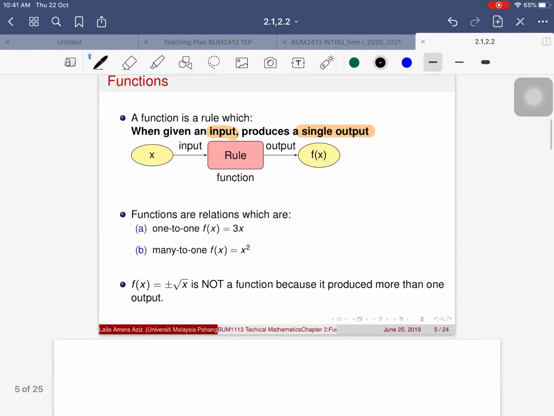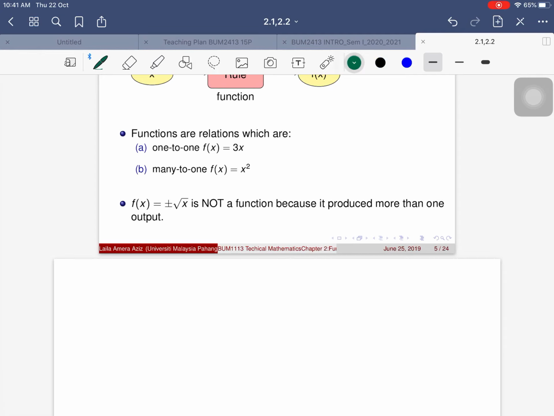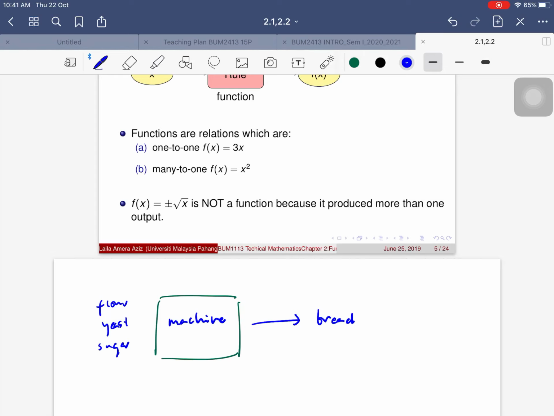For example, if I were to give you a simple analogy, I have a machine. I'm going to give the machine flour, I'm going to give it yeast, I'm going to give it sugar. This is my machine, and it's going to produce one single thing, which is going to be bread. So yes, this is going to be a function, because no matter how many inputs I give, it's still going to give only one output. The product is only one, which is going to be bread. It can only produce one thing.